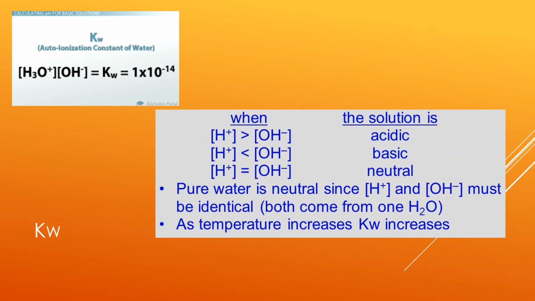The next thing is Kw. So don't forget your Kw equation. It's equal to your H+ or your H3O+ concentration times your OH- concentration. And Kw at 25 degrees Celsius is always equal to 1 times 10 to the negative 14th. Because K is temperature dependent, if my temperature increases, my Kw increases as well.